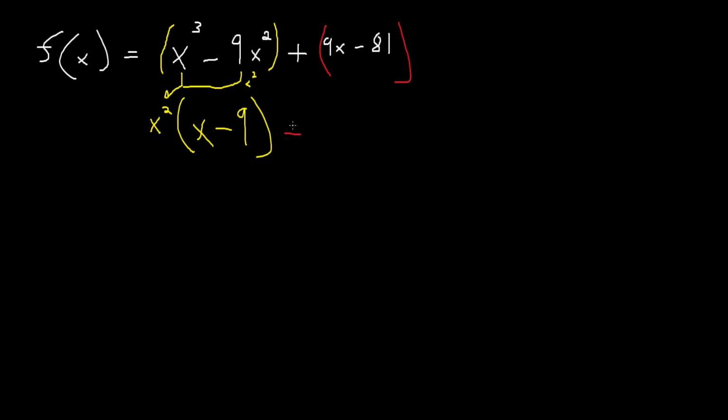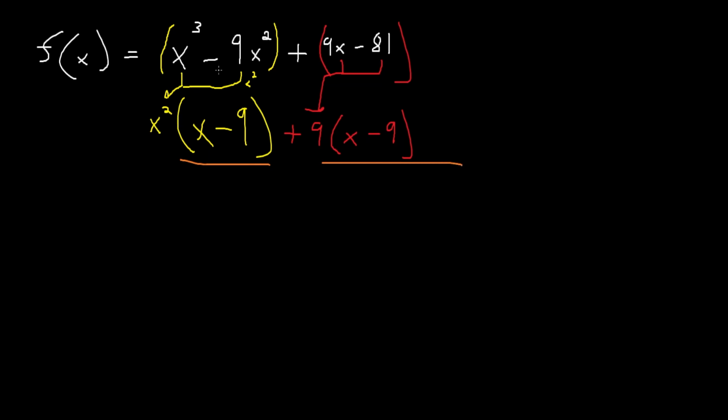Then for these guys over here, both of these can be divided by 9. So I'm going to do that. So I'll get 9, and then I'll get x minus 9. The cool part about this is we've removed a little something from each term. But now we notice, hey, wait a second. Both of these guys are multiplied by x minus 9.